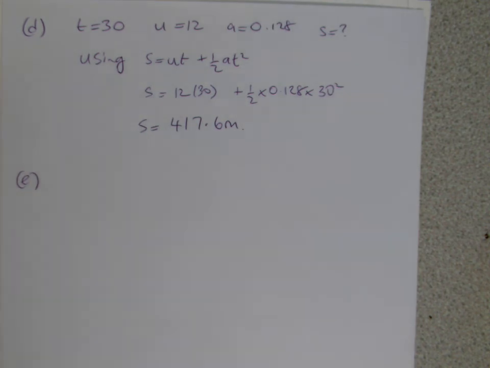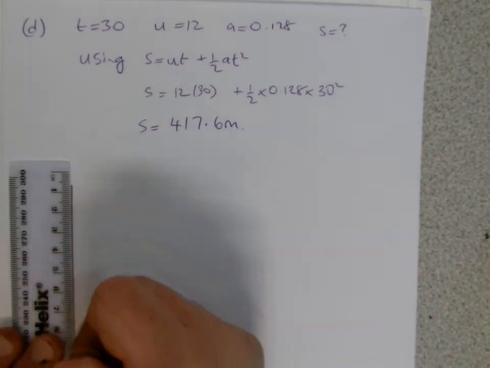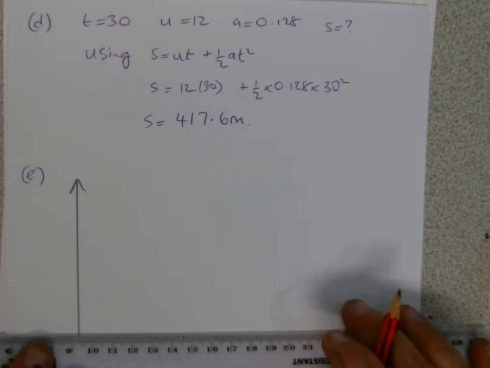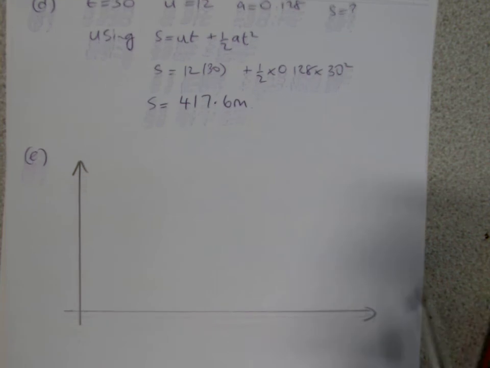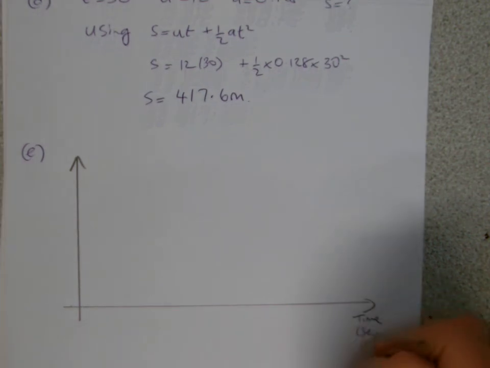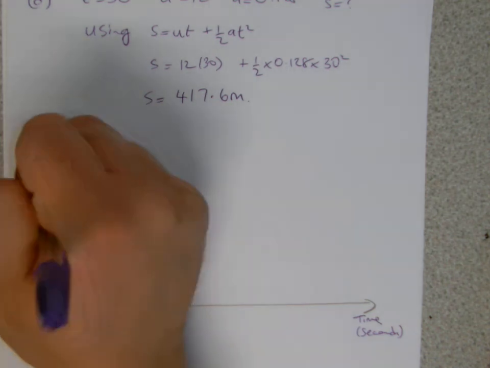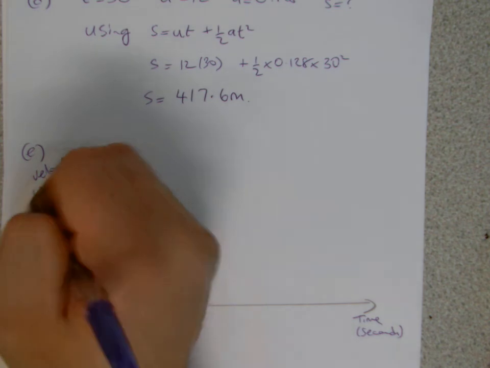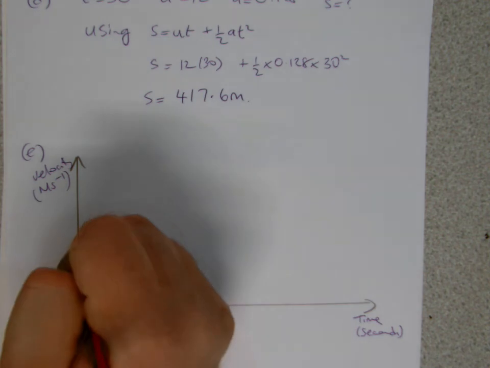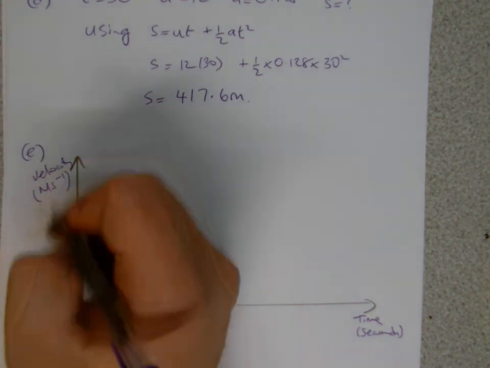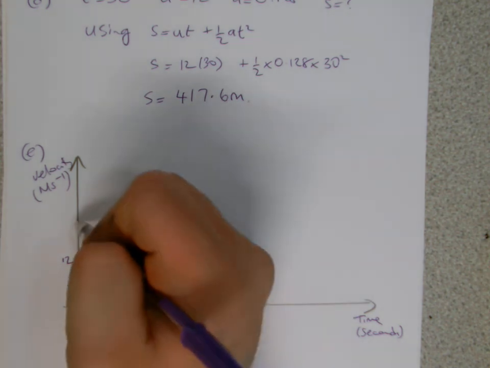Okay, part E, the final part, says sketch a velocity time graph for the journey from A to B. When I sketch a velocity time graph, we need to look at exactly what's gone on. Remember, we need axes labelled: time here in seconds, and velocity there in meters per second, so we've got all the units in. Going back to the question, it passes through A at a speed of 12, so we put 12 there. Then it increases its speed at a uniform acceleration until it gets to 20, so if 12 was there, say 20 would be about there.